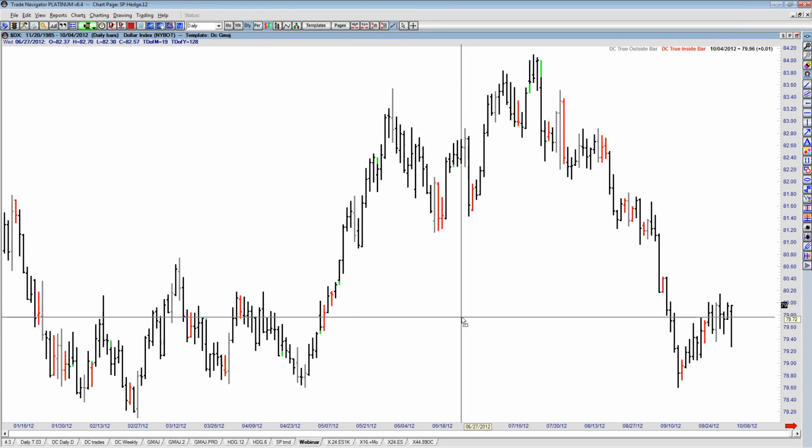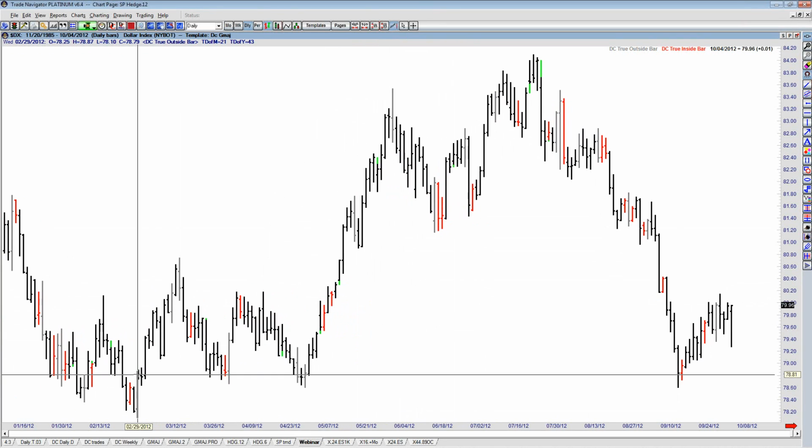Okay, so this is the current part of the chart. We had our low way back here on February the 29th.